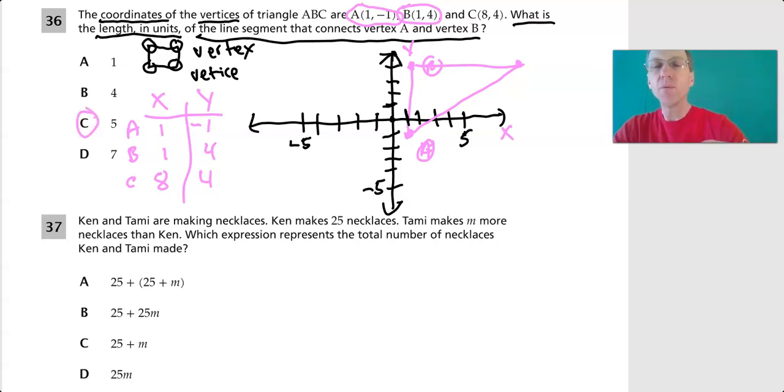Now, how do we know that? Well, remember up here, this was over 1 and up 4. This was over 1 and down 1. So we can also just look at these two coordinates and say, the absolute value of this one is, how many units is this one from 0? It is 4 units from 0. And how many units is this coordinate from 0? 1. So I have to come down 4 and one more. That gives me a length of 5. Okay? Good job.